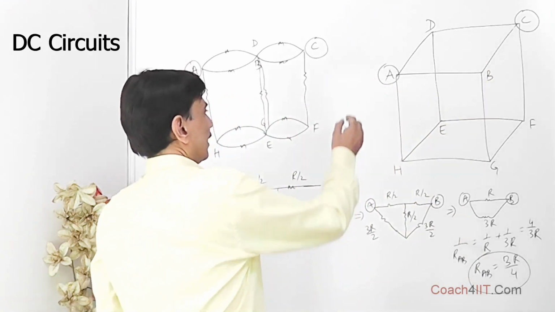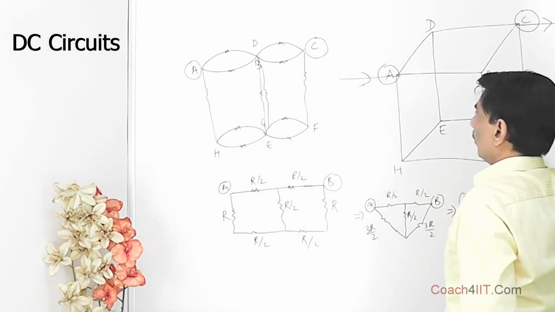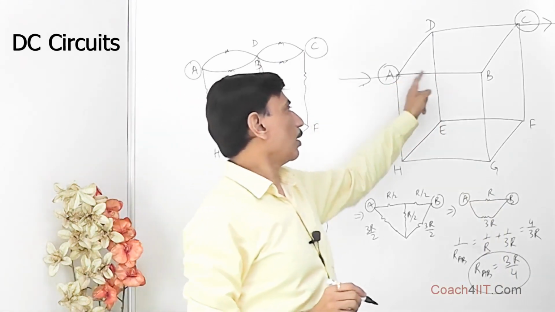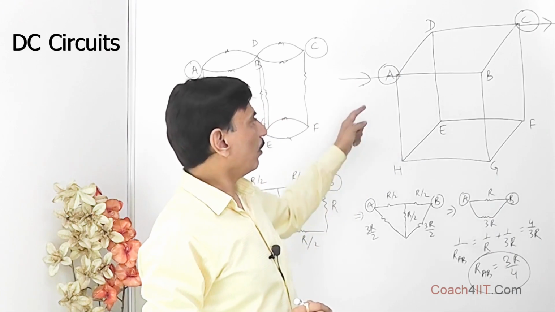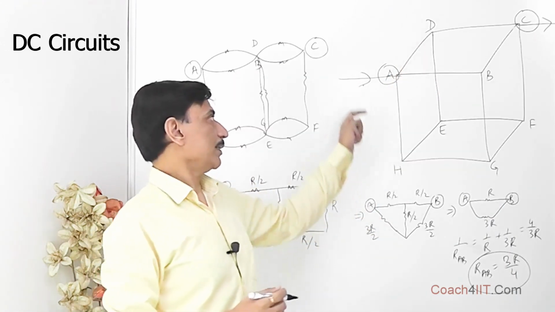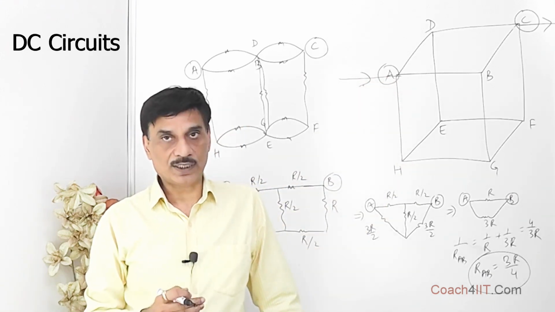Once again we say that current enters over here and it exits from point C. When it enters over here, it has three options: one option, second option, third option. We obviously see that this option and this option are the same. So when the current enters from A, the first thing is to look out for the shortest path.